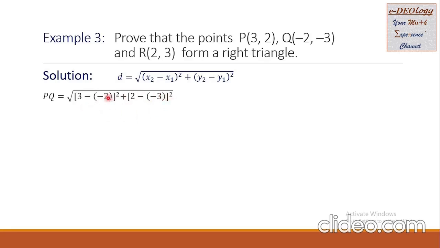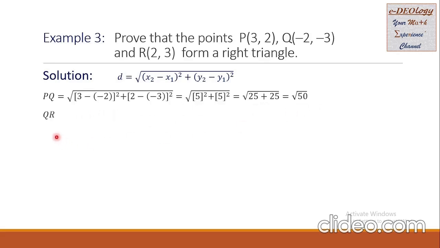Let us simplify the radicand. This 3 minus negative 2 will be positive 5, then we will square later. Plus 2 minus negative 3 is positive 5 that we will square. Now the square of 5 is 25 plus 5 square is also 25. 25 plus 25 is 50. So for the PQ, we have square root of 50.